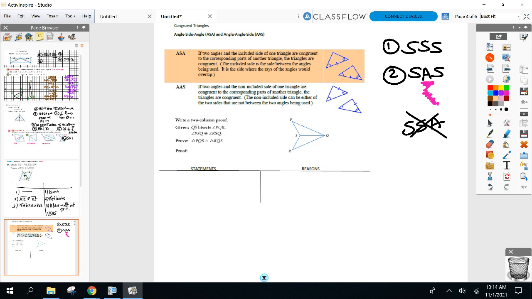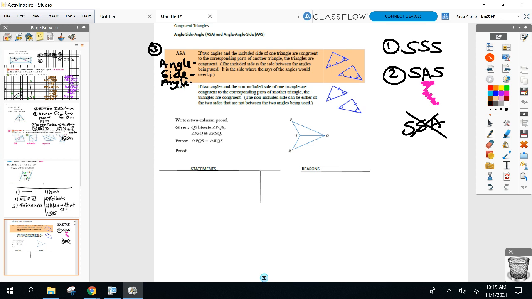All right. So now I'm going to introduce 2 other methods. Now you're going to have 4 out of 5. The 5th one won't come until after the quiz, so don't worry about it. Third method right here: ASA, which you should know, I'm sure. Angle, side, angle. There's your third method.